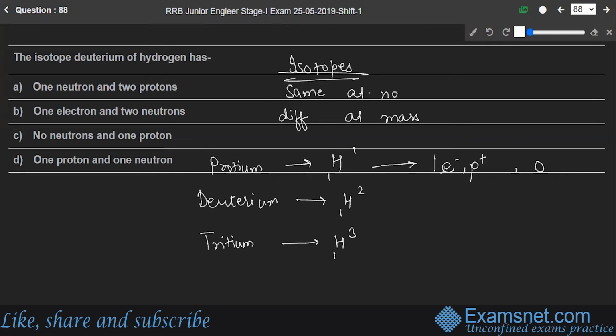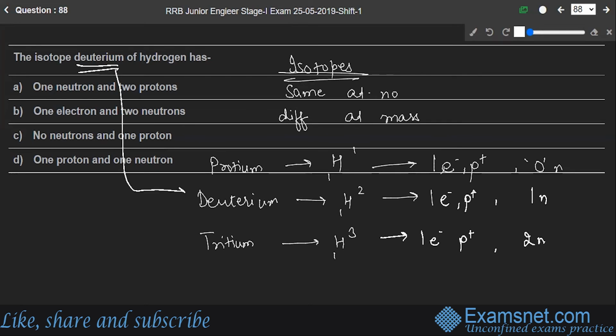Deuterium has one electron or proton and one neutron. Tritium again has one electron or proton only and two neutrons. Now the deuterium, which is asked in the question, has one electron or proton and one neutron. So that makes option D the right answer to the question.